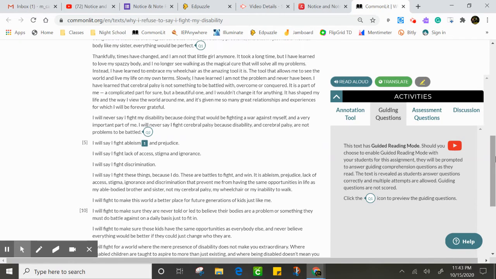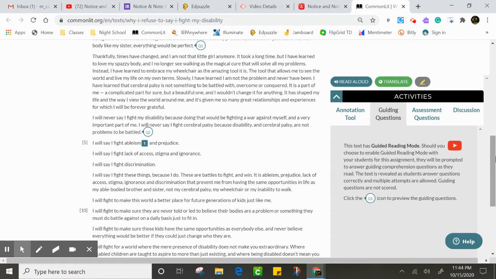So thankfully, times have changed, and I am not that little girl anymore. It took a long time, but I have learned to love my spazzy body and no longer see walking as a magical cure that will solve all of my problems. Instead, I have learned to embrace my wheelchair as this amazing tool it is. The tool that allows me to see the world and live my life on my own terms. Slowly, I had learned I am not the problem and never have been.